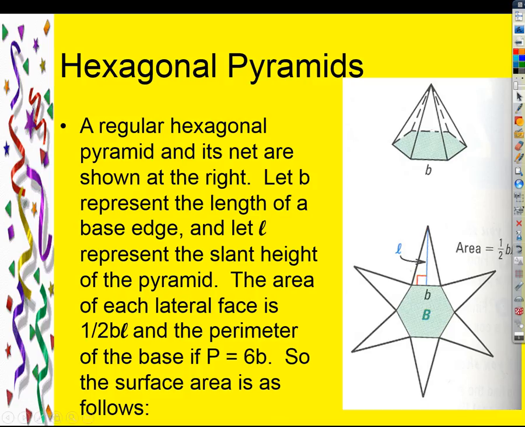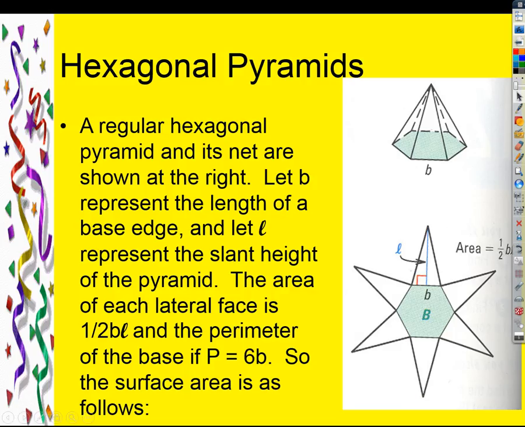So let's shift gears and look at a regular hexagonal pyramid. Now the base is a regular hexagon, right? And all of the lateral faces are going to be congruent triangles once again. Let's see if we can come up with a surface area on this.